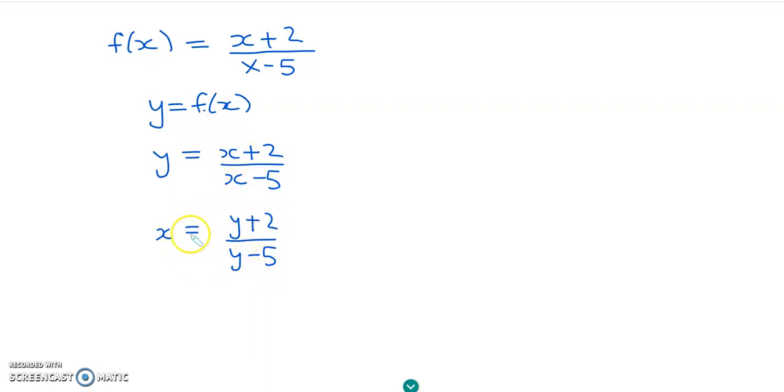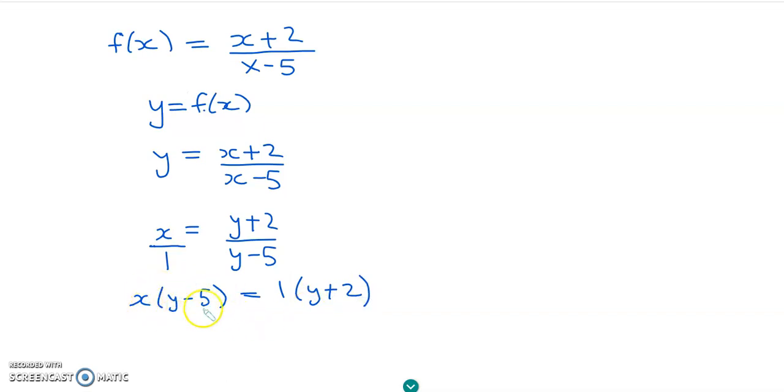Now what we have to do is solve for y. So how do we solve for y? You could think of x as x divided by 1, and then we can cross multiply. So you can write this as x times y minus 5, and then take 1 times y plus 2.